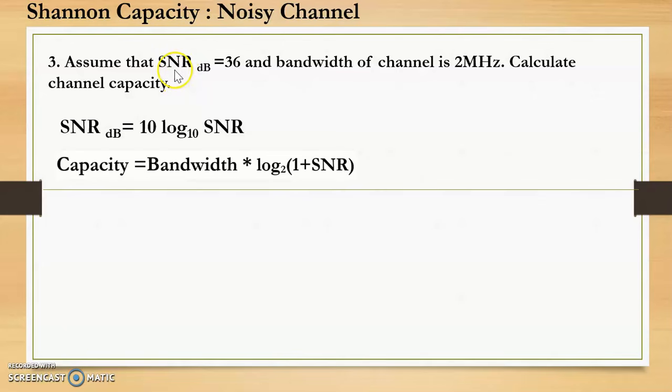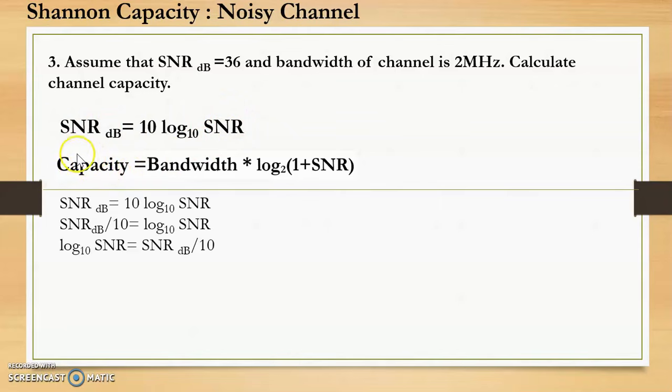So over here signal to noise ratio is given in decibels. So as a result we will use this formula to find the signal to noise ratio, because to find the capacity of the channel we are not using signal to noise ratio in decibels, we are using signal to noise ratio. As a result, first we will use this formula to find the signal to noise ratio and then find the capacity of the channel. So first we will use this formula.